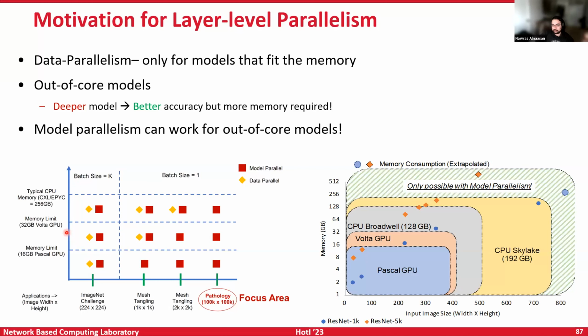large sizes due to 2 reasons. If we have a lot of parameters in it, then obviously we need a lot of memory to store it, so it won't fit. But the second case is if we have large images that we want to train. This figure here shows the memory requirement for different image sizes. ImageNet is 224 by 224. We can train it easily on Pascal GPUs, Volta GPUs, and then mesh tangling data. We cannot train it on the Pascal GPU, which has 16 gigabytes of memory.